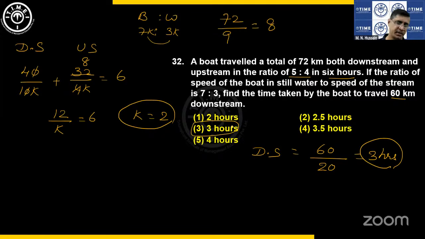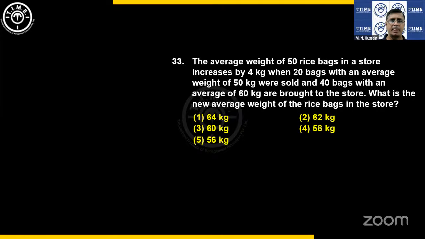So what is the option? 3. Third choice is the right choice. Okay. Now look at the next example on your screen. Question number 33. The average weight of 50 rice bags in a store increases by 4 kgs when 20 bags with an average of 50 kgs were sold and 40 bags with an average of 60 kgs are brought to the store. What is the new average weight of a rice bag in the store? Yes, my dear students, please try this example.